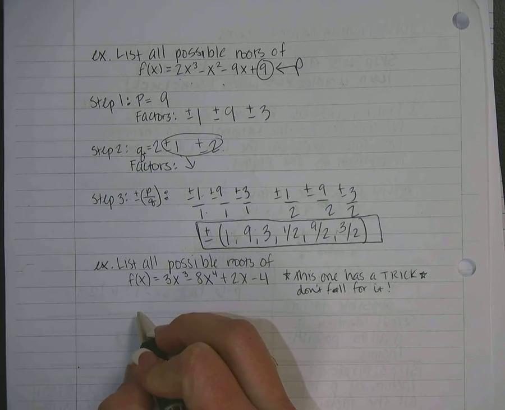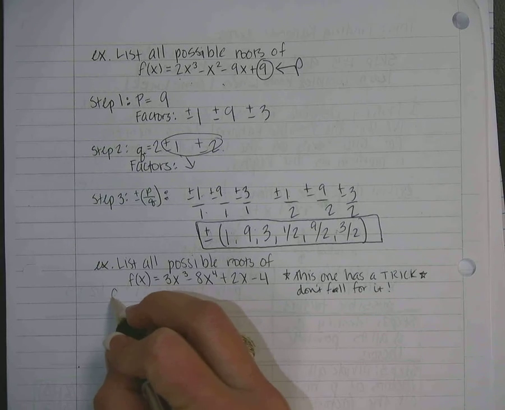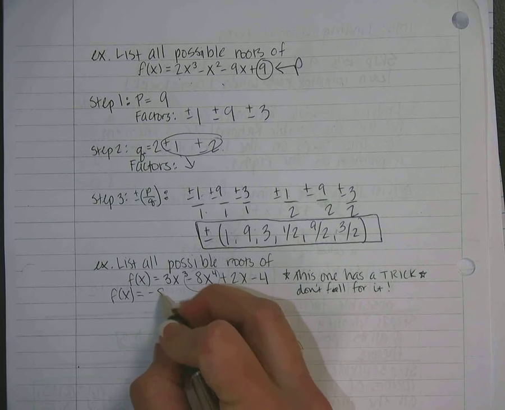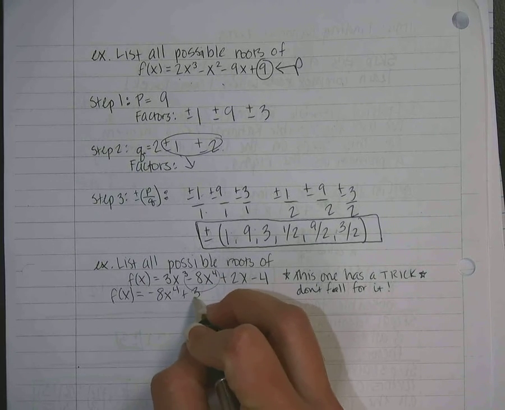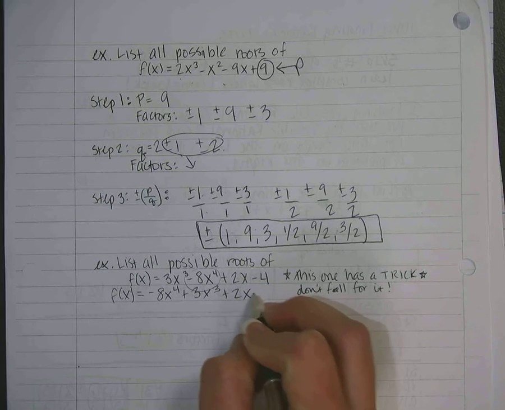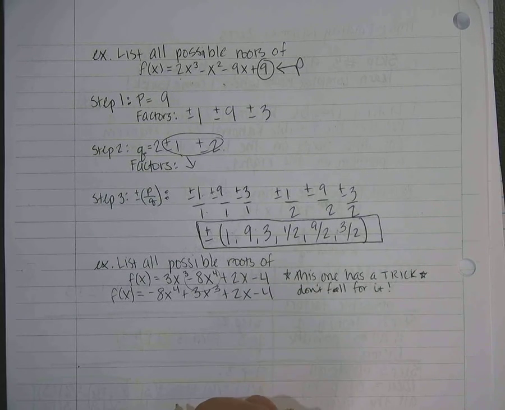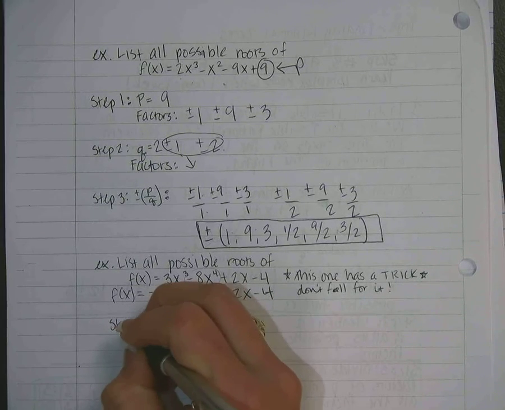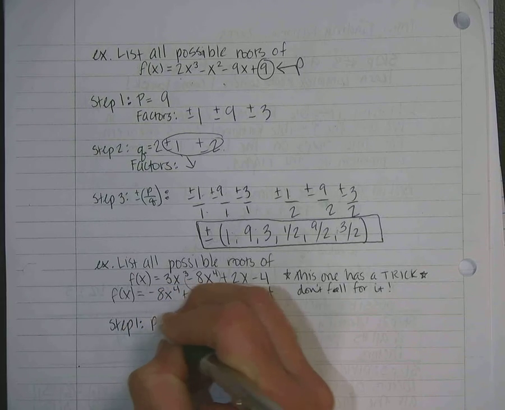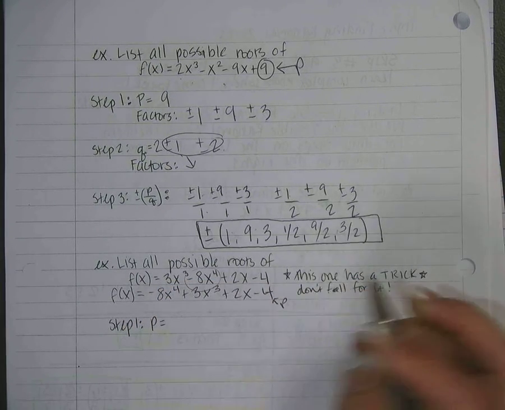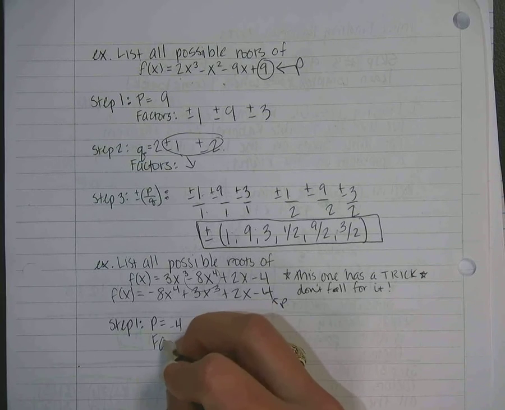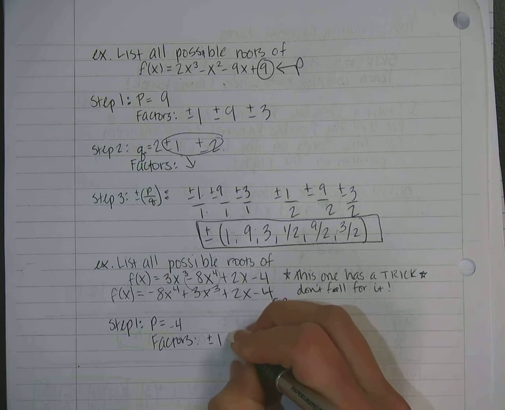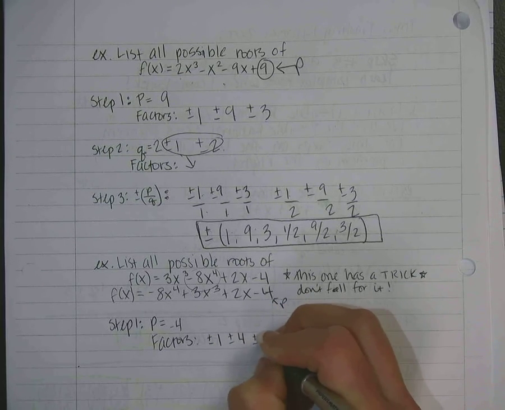Okay, so for this one, I need to rewrite this in standard form, because my negative 8x to the 4th, that is my leading coefficient, because it has the highest exponent on it. So first, step 1, p equals negative 4, and its factors are plus or minus 1, plus or minus 4, plus or minus 2.